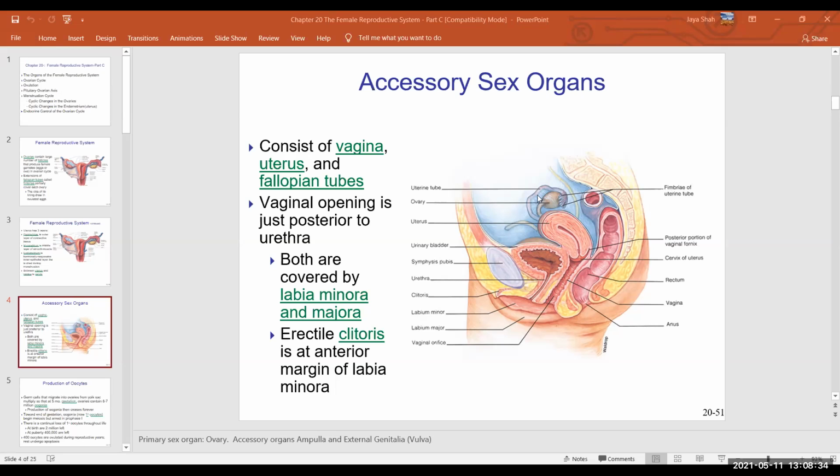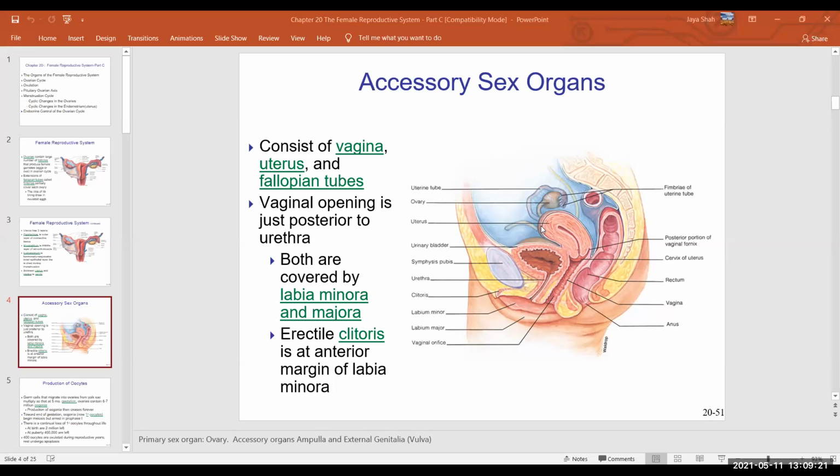Fimbriae are attached to the uterine tube. So when the egg is released, these fimbriae contract and create a wave that sucks the egg inside the infundibulum of the fallopian tube, and then it brings it to the uterine tube. Then the uterine tube joins the uterus, you can see here. In this diagram, you can see only the right uterine tube is opening into the uterus. The left uterine tube and left half of the uterus are removed. And you can see the ureter here.